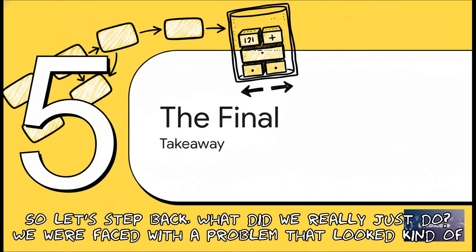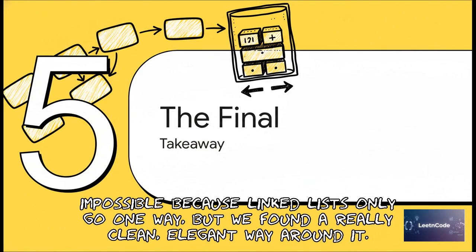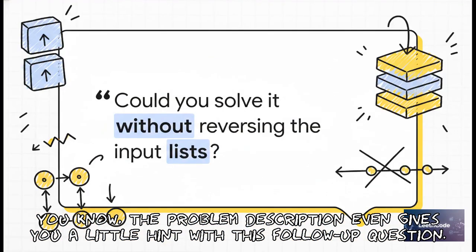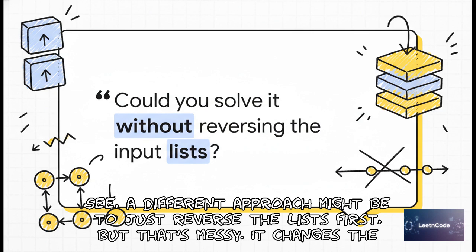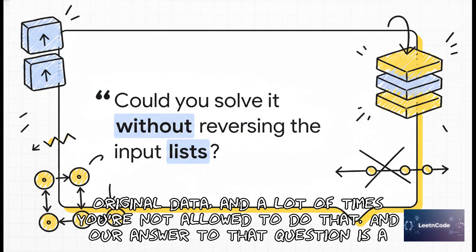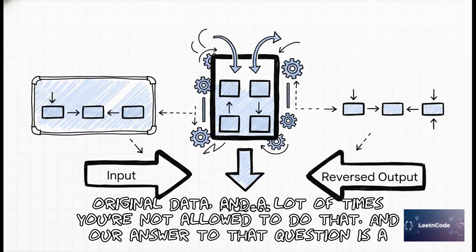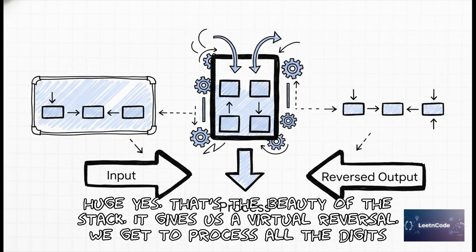So let's step back. What did we really just do? We were faced with a problem that looked kind of impossible because linked lists only go one way, but we found a really clean, elegant way around it. You know, the problem description even gives you a little hint with this follow-up question. See, a different approach might be to just reverse the lists first, but that's messy. It changes the original data, and a lot of times you're not allowed to do that. And our answer to that question is a huge yes.